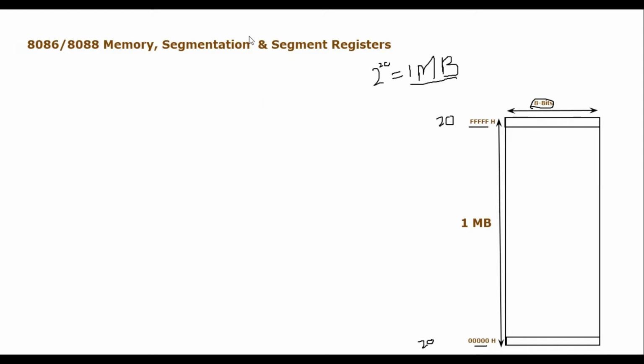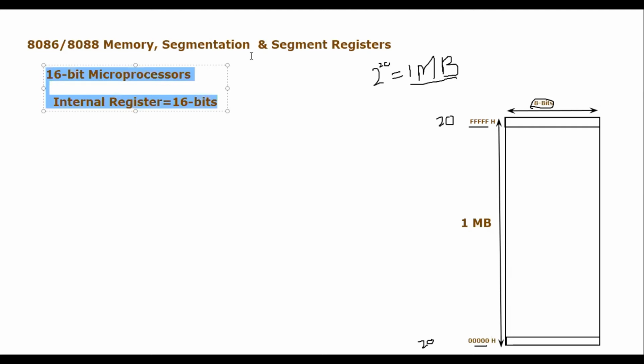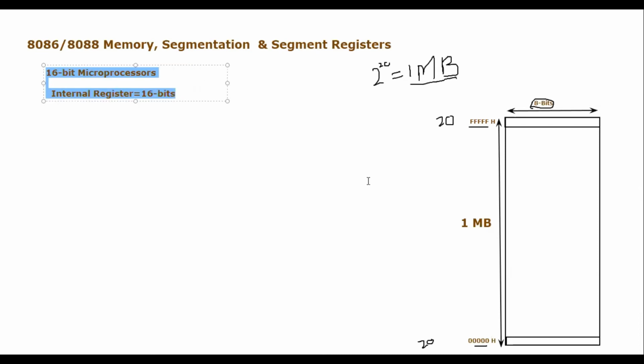We have already seen that this is a 16-bit microprocessor. Both of these are 16-bit microprocessors. That leads to the fact that all internal registers are 16 bits. That means no internal register in the 8086 or 8088 microprocessor will be more than 16 bits. So the internal registers available are 16 bits and we need to generate a 20-bit address.